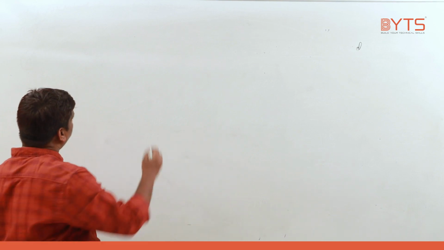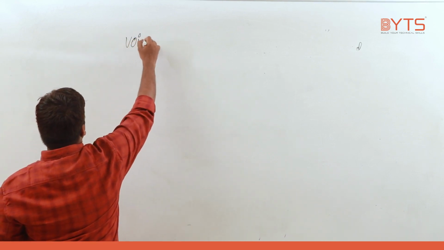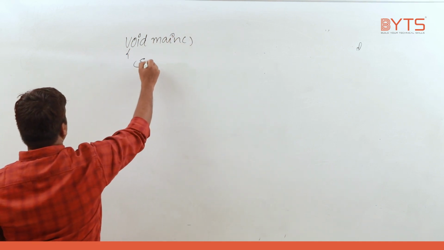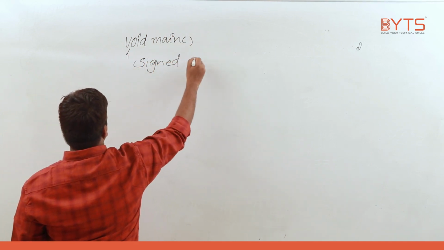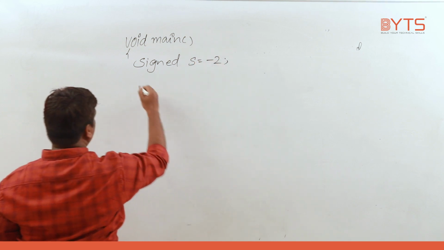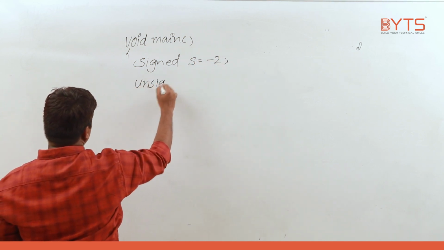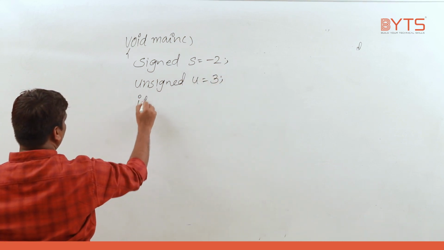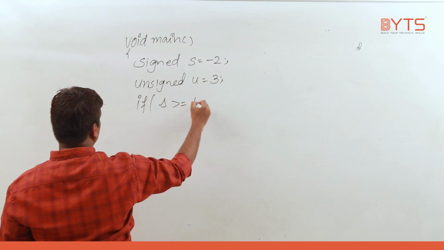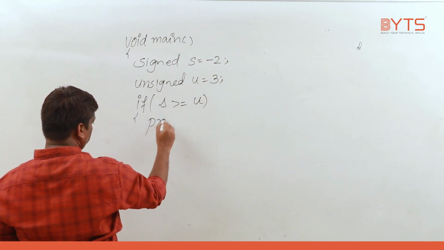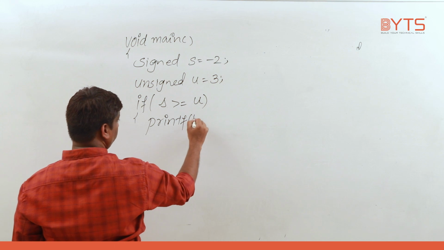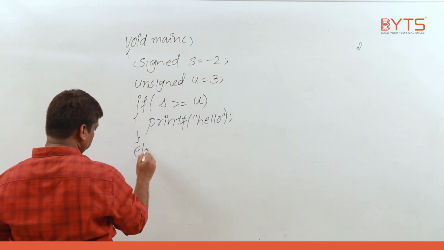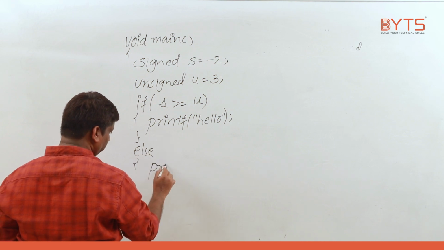We'll solve an example. Signed S is equal to -2, unsigned U is equal to 3. If S greater than U, printf hello, else printf hi.